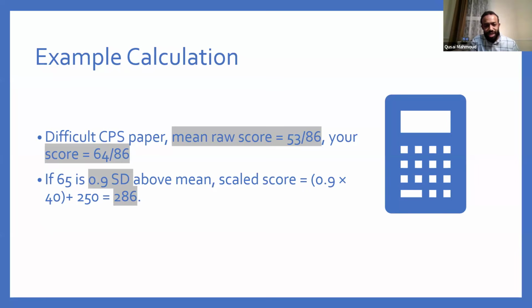So if we say this 64 was 0.9 standard deviation, it's almost one standard deviation above the mean. Now you are scoring 0.9 of the standard deviation. It's not one complete standard deviation, it's less than that. So your total score would be 286.